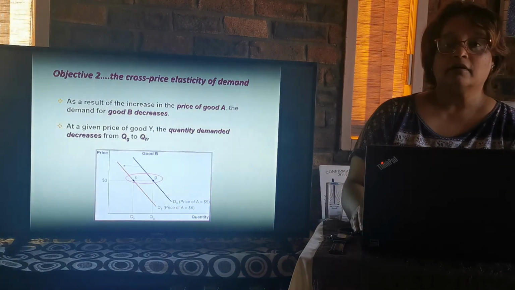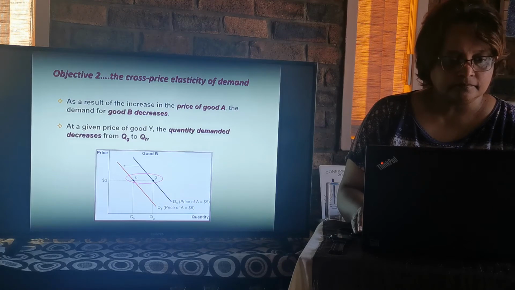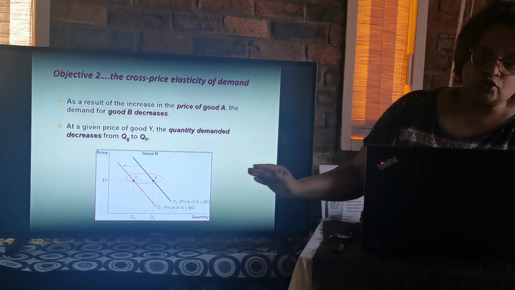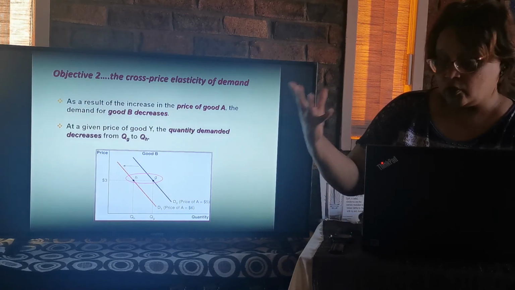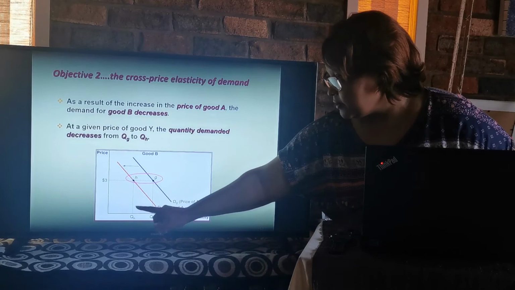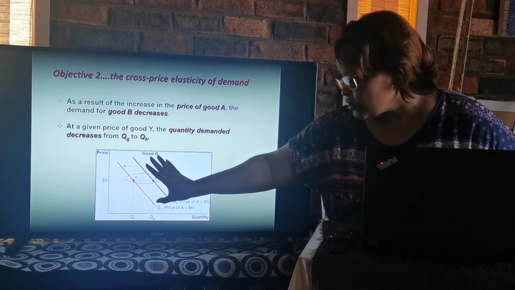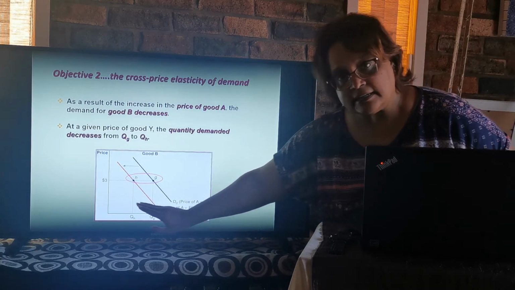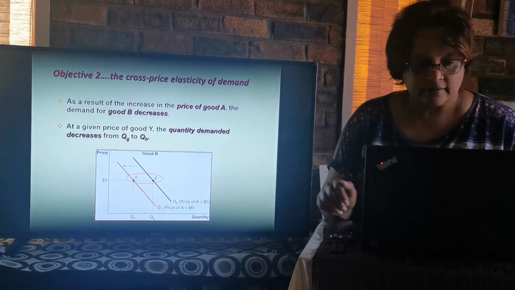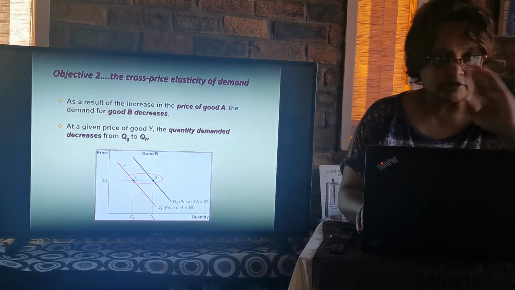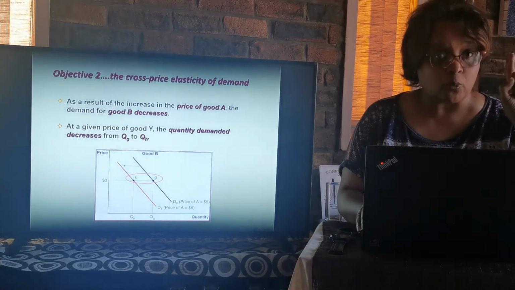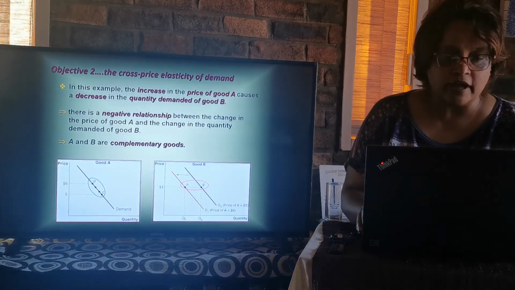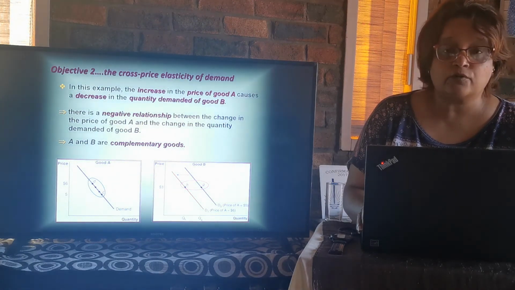Let's take it to the graphs. At a given price of good Y, the quantity demanded decreases from QG to QH. Q meaning quantity. If there's a price increase of the specific good, there will be a decrease in the demand. Am I correct? Okay, we've known this from part 1 already. In this example, the increase in the price of good A causes a decrease in the quantity demanded of good B.